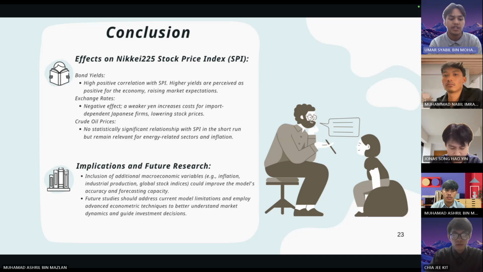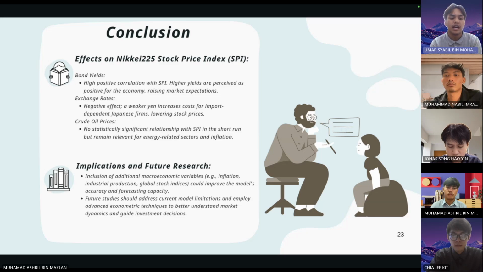Next is exchange rate. The exchange rate has a negative effect on the stock price index. A weaker yen increases costs for import-dependent Japanese firms, which can lead to lower stock prices. Lastly, crude oil price shows no statistically significant relationship with the stock price index in the short run, though it remains relevant for energy-related sectors and inflation dynamics.